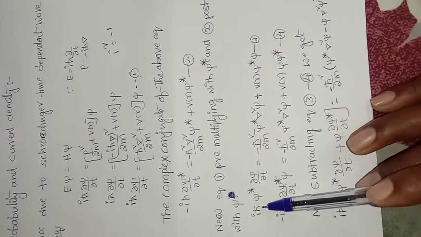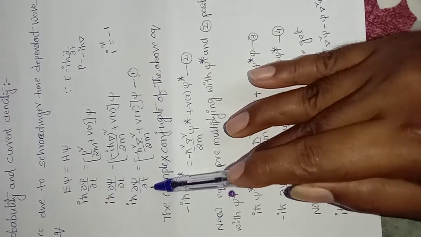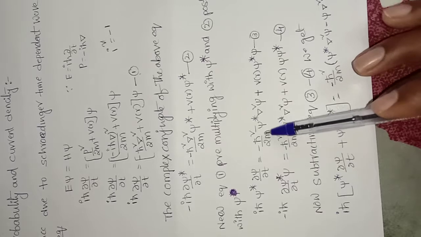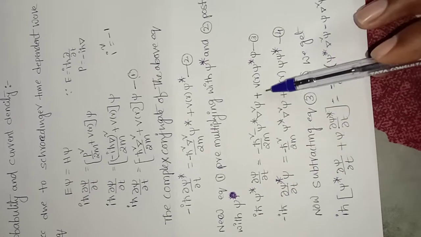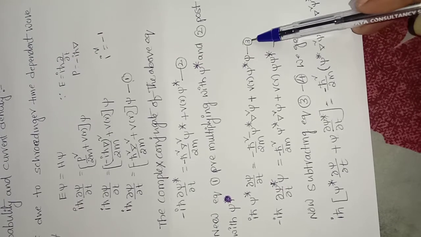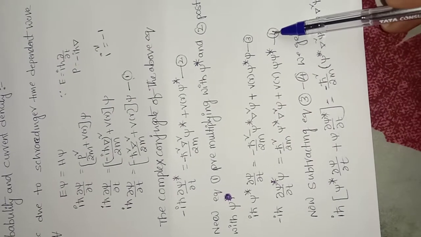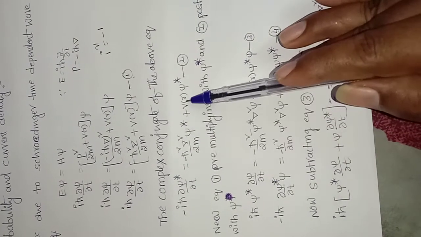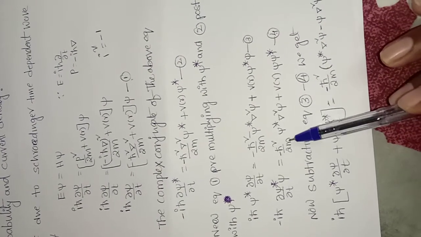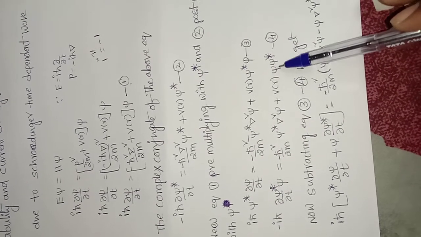Equation 1 pre-multiplied with psi star gives i h cross psi star dou psi by dou t equals minus h cross square by 2m psi star del square psi plus V of r psi star psi. This is equation number 3. Now equation 2 becomes equation number 4, multiplying with psi: minus i h cross dou psi star by dou t into psi equals minus h cross square by 2m del square psi star into psi plus V of r psi star psi.